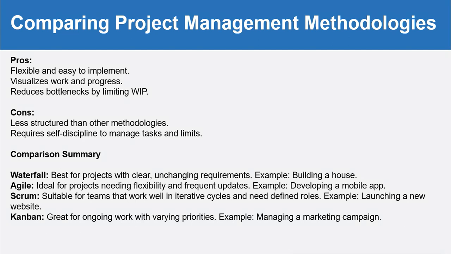Now we can compare in summary. Waterfall is best for projects with clear, unchanging requirements, for example building a house. Agile is ideal for projects needing flexibility and frequent updates, for example developing a mobile application. Scrum is suitable for teams that work well in iterative cycles and need defined roles, for example launching a new website. Kanban is great for ongoing work with varying priorities, for example managing a marketing campaign.